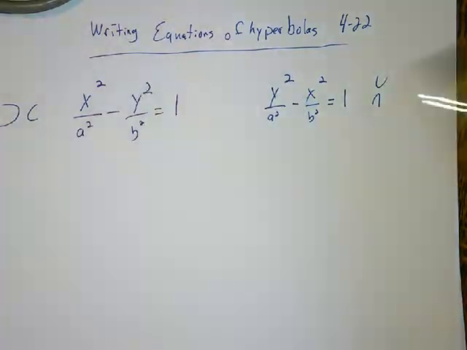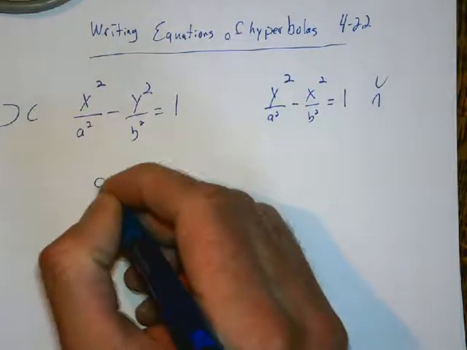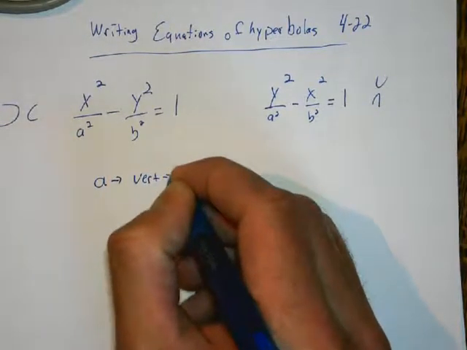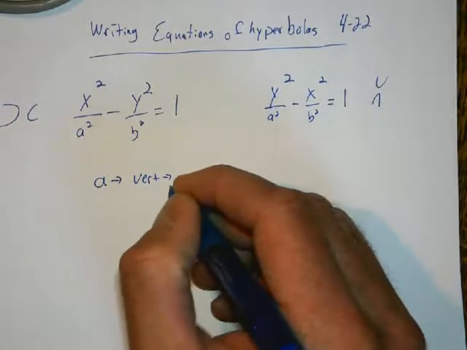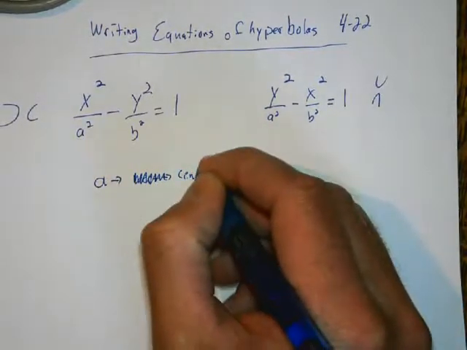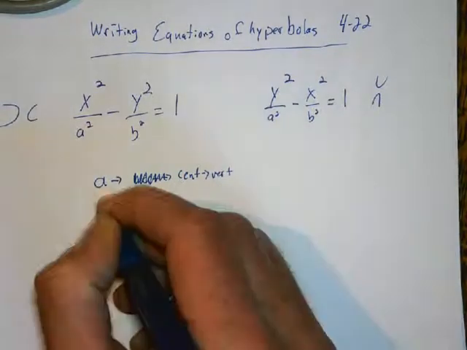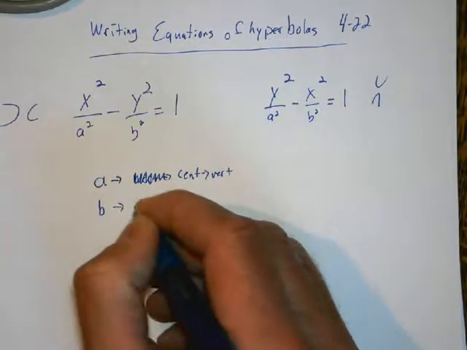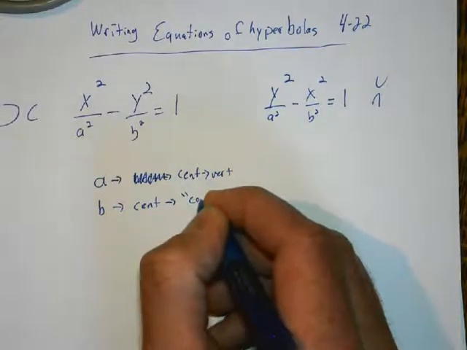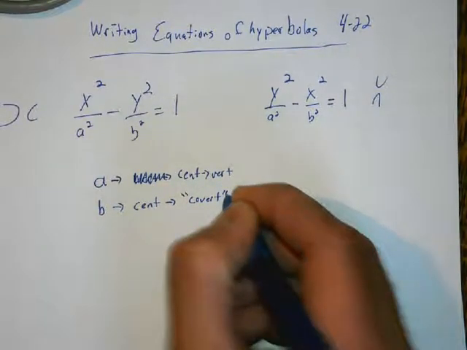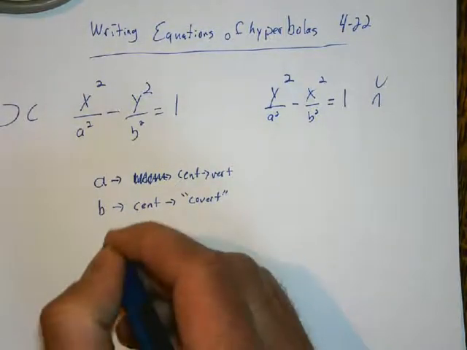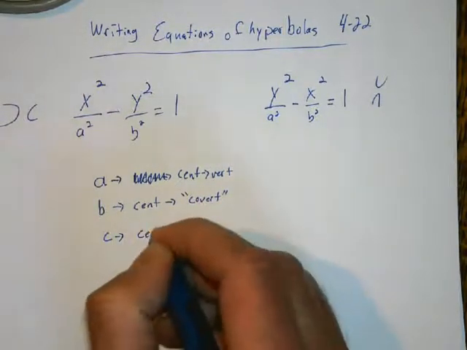Now, remember, the a value is always the distance from the center to the vertex. Your b value is your center to what we call the covertex, even though there isn't technically a covertex in a hyperbola, but we just call it that way because it keeps it consistent. The c value, again, is always center to your focus.